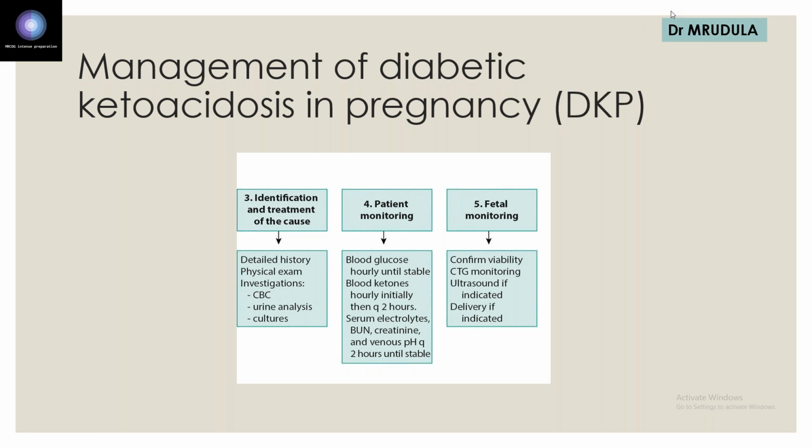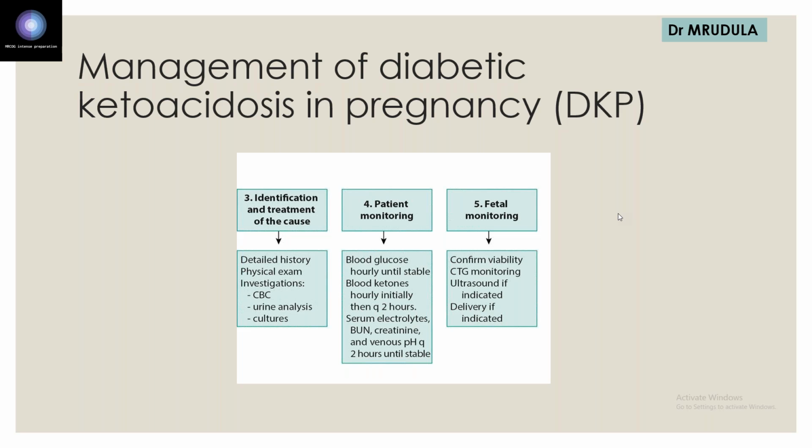Fourth is patient monitoring. Patient monitoring is very important in DKA. First is hourly blood glucose level until they are stable, blood ketone levels hourly initially and then 2 hourly. Electrolytes, blood urea nitrogen, creatinine and pH every 2 hours until the patient is stable. So these are the monitoring that you should remember: hourly glucose levels, hourly ketone levels, and 2 hourly electrolytes, creatinine, blood urea nitrogen, and pH.